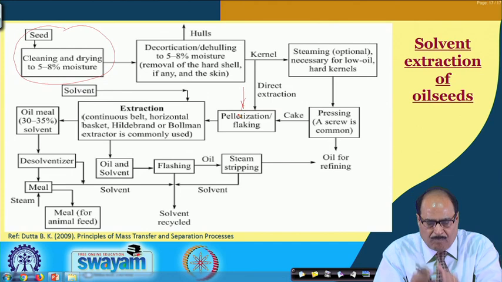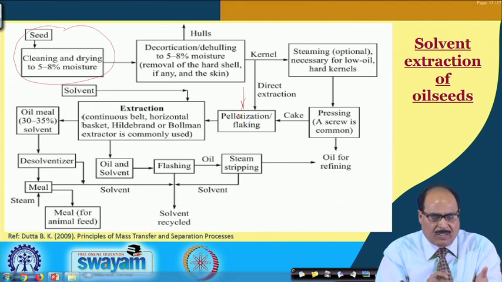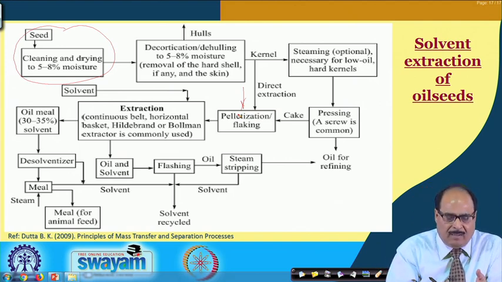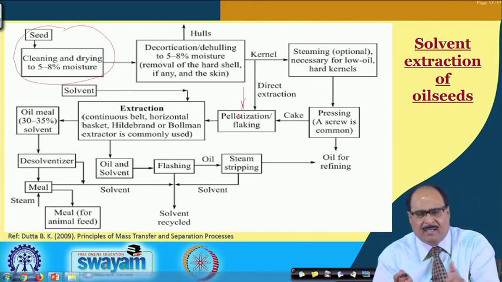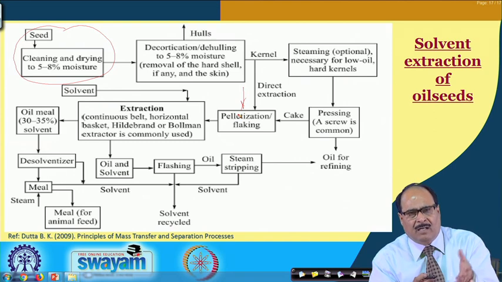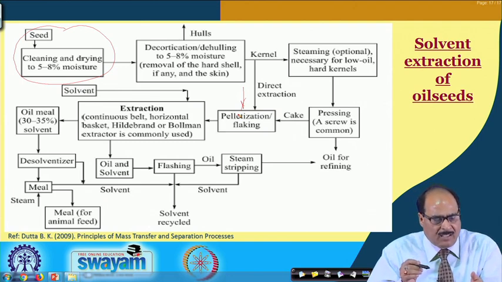The pelletized oil seeds or flakes are then put into the extraction unit, and this extraction unit may be a continuous belt extraction, horizontal basket extraction, or other different types of extraction which are commonly used in the industry. We will see these extractors in a little more detail in the next slides.